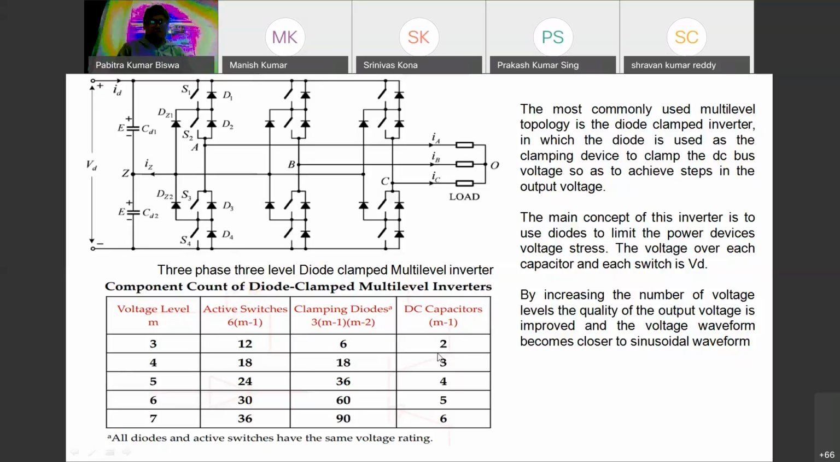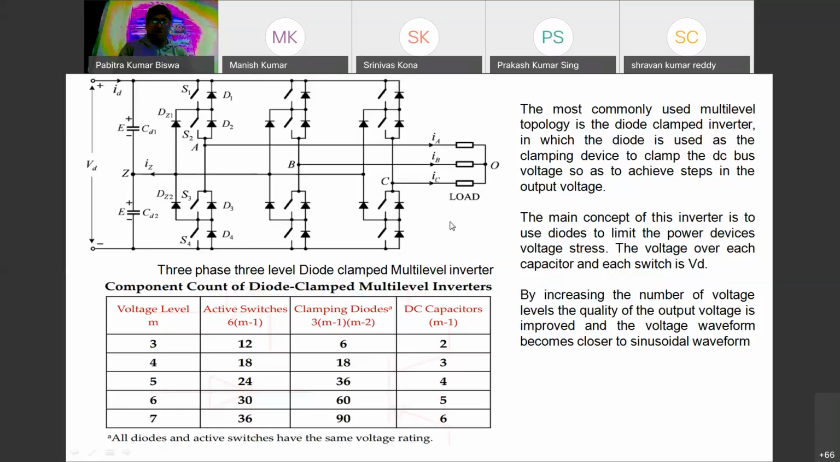Similarly, when we consider 4 levels, the number of switches, diodes and capacitors is connected in such a way, and likewise for 5 level, 6 level, 7 level. By increasing the number of voltage levels, the quality of the output voltage is improved, and the voltage waveform becomes closer to a sinusoidal waveform. These are phase 1, phase 2, and phase 3, connected with a load.